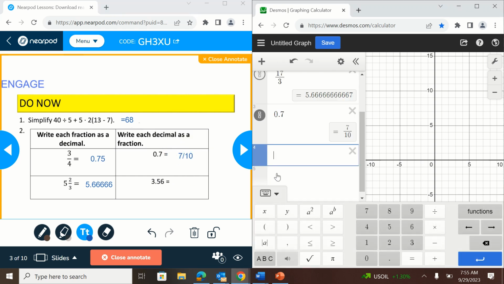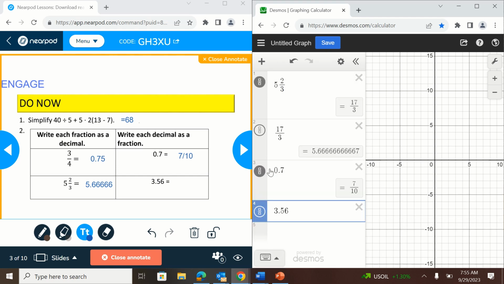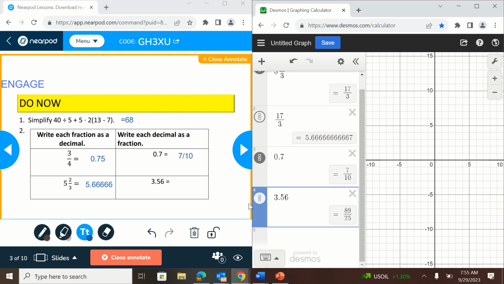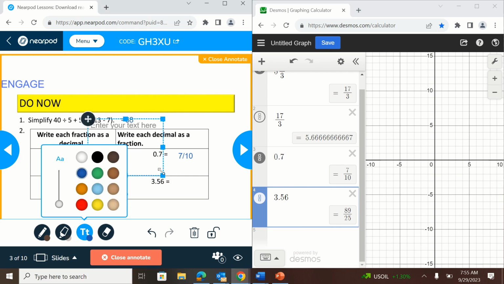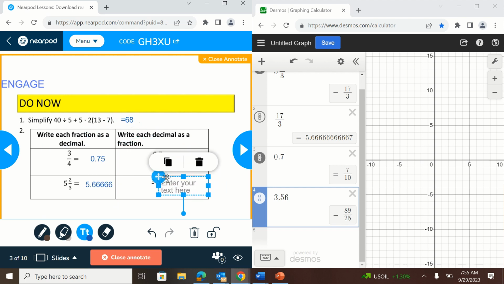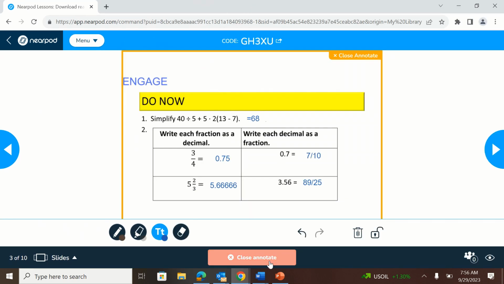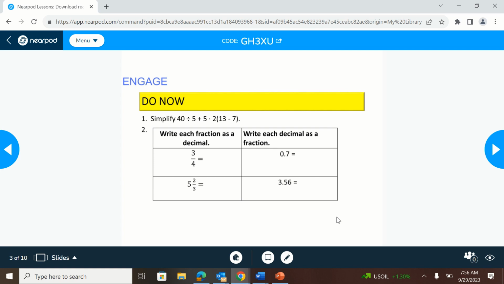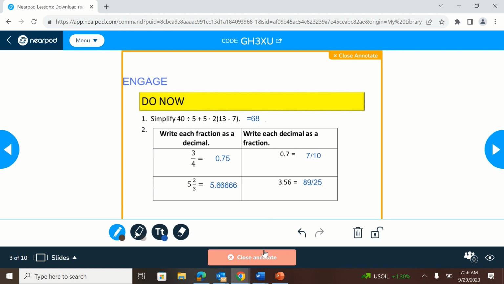As well, they can click the fourth row and type in 3.56, and select the icon to identify what 3.56 is as a fraction, and they're able to identify that it's 89 over 25. I am able to then close the annotation and go in on my behalf to identify what the students came up with for their answers.